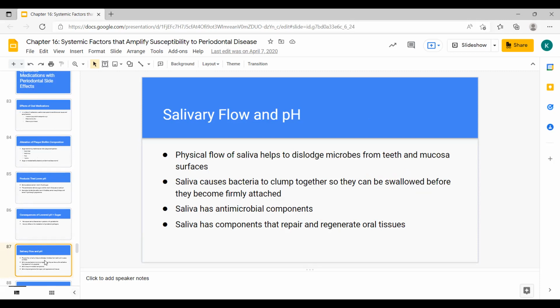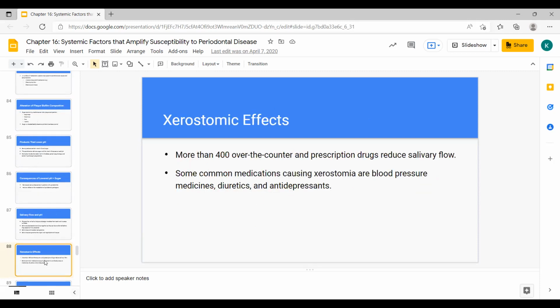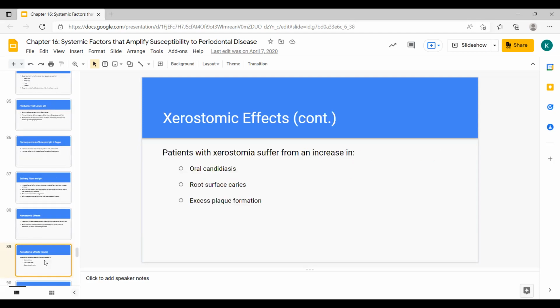So salivary flow is really important for self-cleansing. And then saliva has an antimicrobial component and components that repair and regenerate the oral tissues. More than 400 over-the-counter and prescription drugs reduce salivary flow. Common ones causing xerostomia are blood pressure medications, diuretics, and antidepressants. Another big one is antihistamines, if patients have bad allergies. Patients with xerostomia also can have an increased risk of oral candidiasis, root surface caries, and excessive plaque formation.